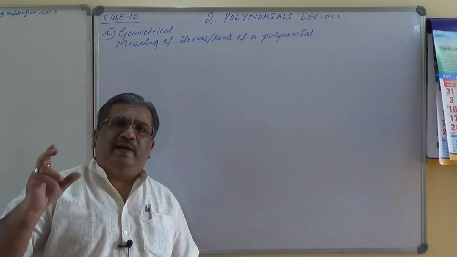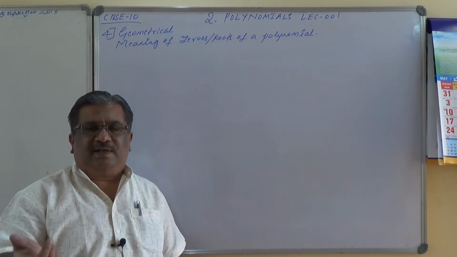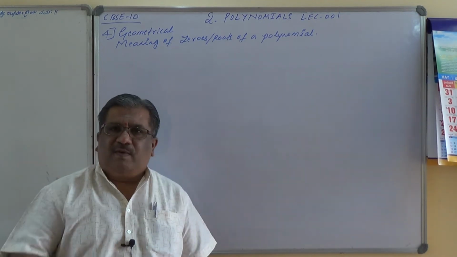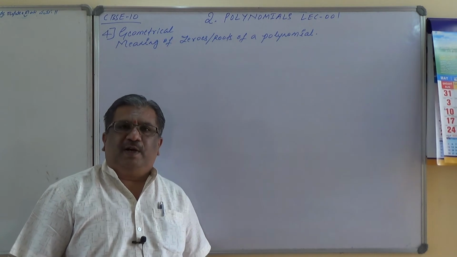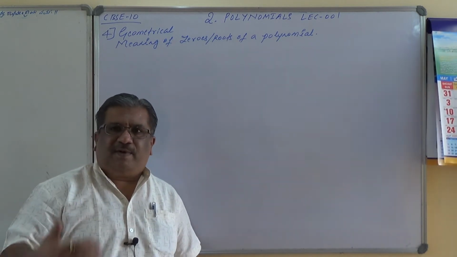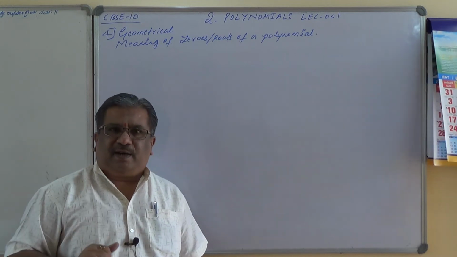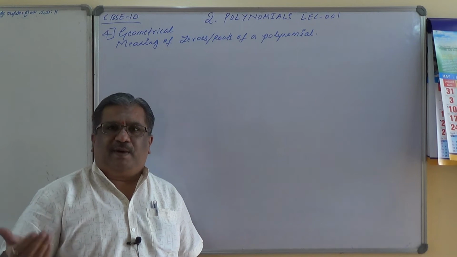The x coordinate of the point of intersection of the graph with x-axis is called the zero of a polynomial. What is zero of a polynomial or a root of a polynomial? Basically, the y coordinate should become 0, isn't it? If I plot a graph of y equal to f of x, then y will become 0 there, isn't it? The value of the polynomial becomes 0.